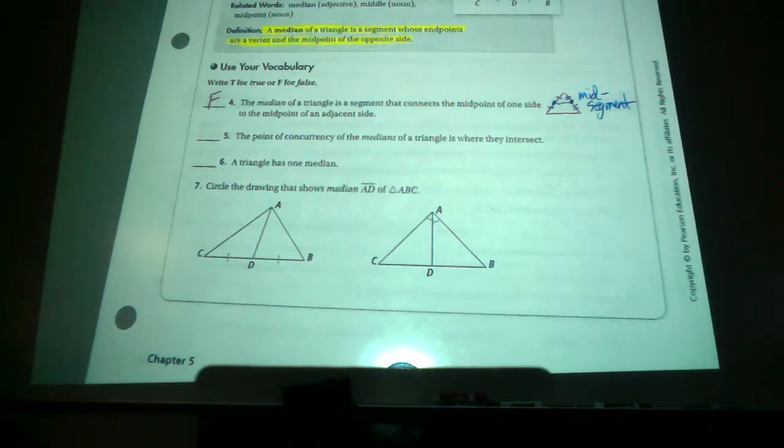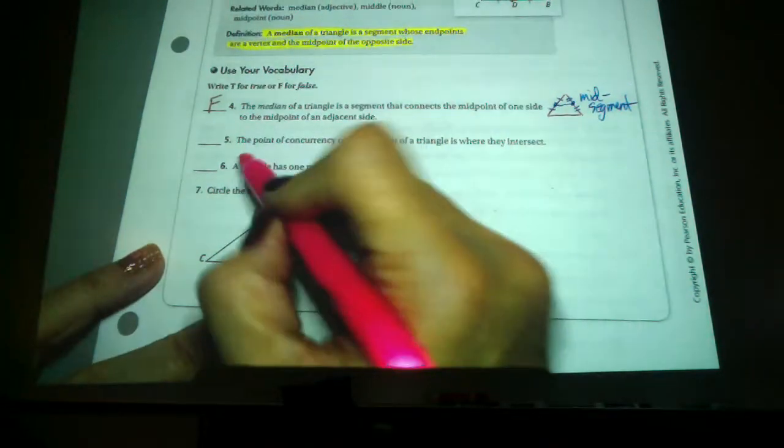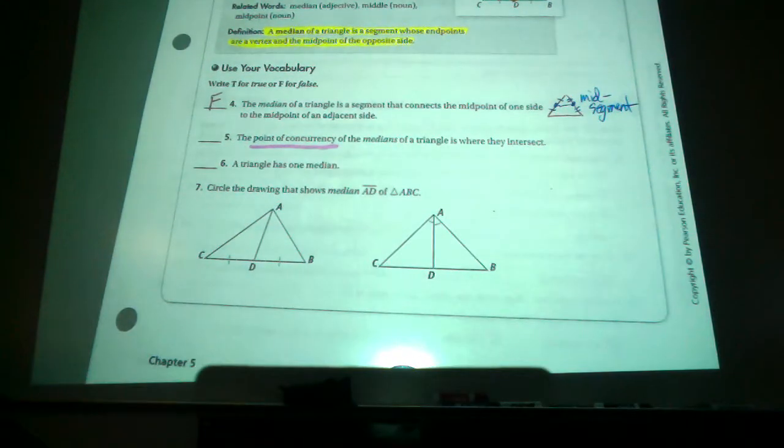And then question 5 says the point of concurrency of the medians of a triangle is where they intersect. Do you think that's true or false? It is true. Isn't the point of concurrency where the perpendicular bisectors meet, and the point of concurrency was where the angle bisectors met? So therefore the point of concurrency of where the medians meet is also that as well. So this is true.